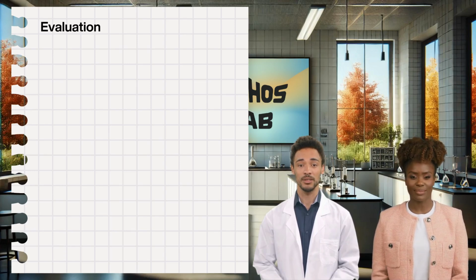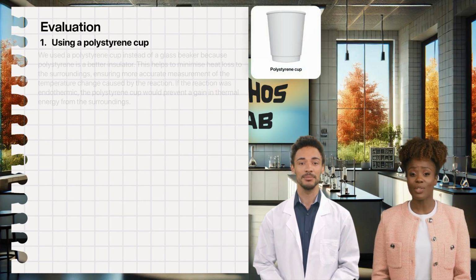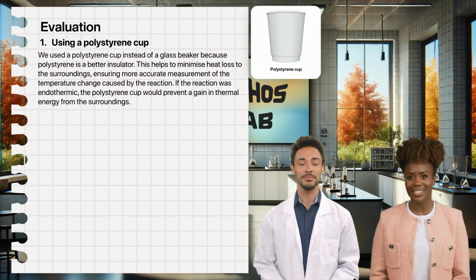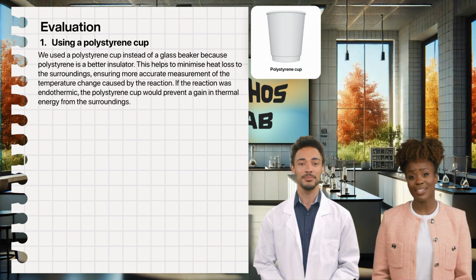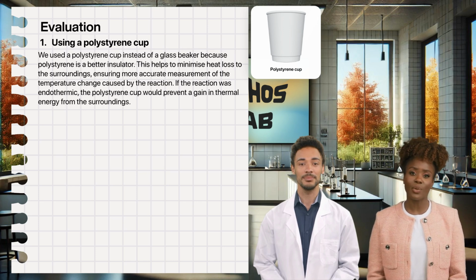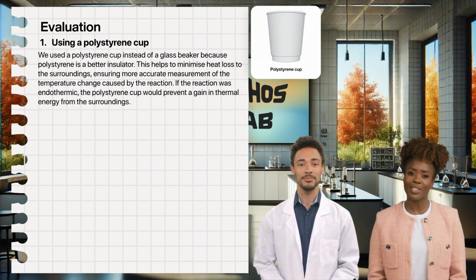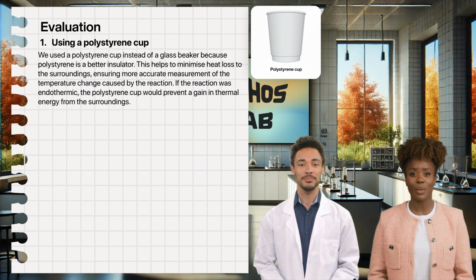What was the benefit of using a polystyrene cup? We used a polystyrene cup instead of a glass beaker because polystyrene is a better insulator. This helps to minimize heat loss to the surroundings, ensuring more accurate measurement of the temperature change caused by the reaction. If the reaction was endothermic, the polystyrene cup would prevent a gain in thermal energy from the surroundings.